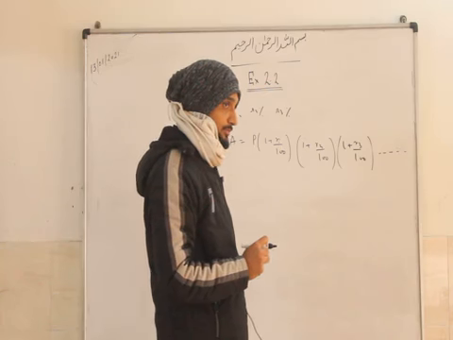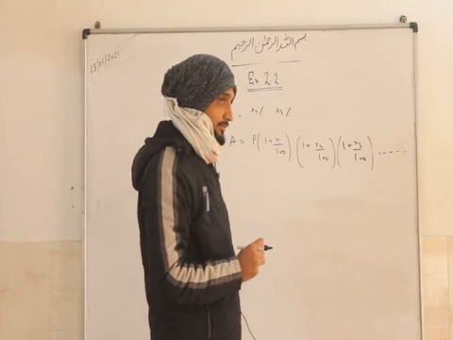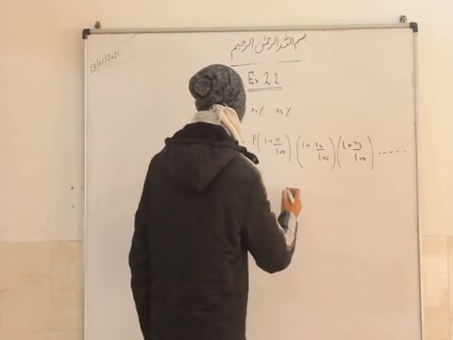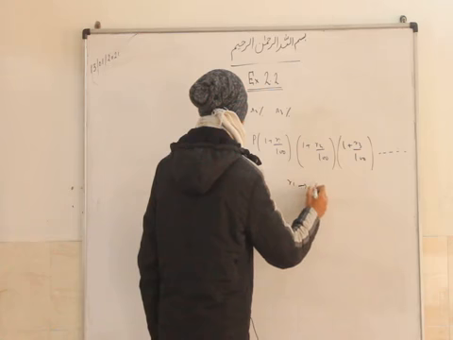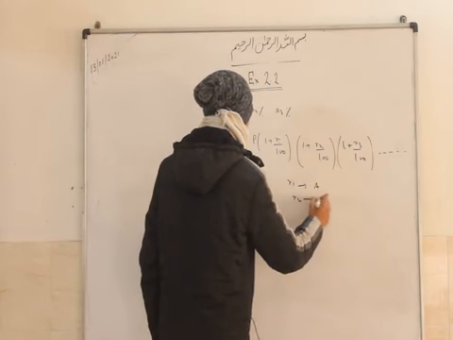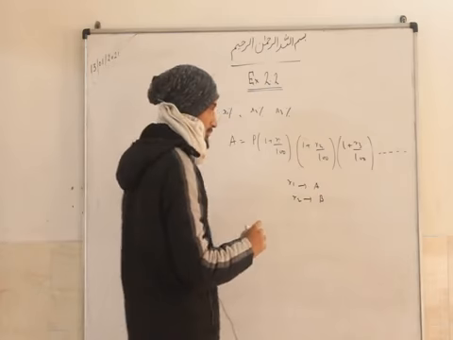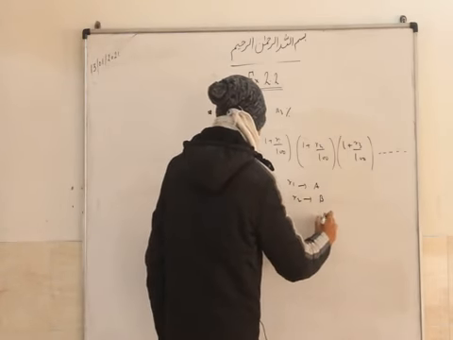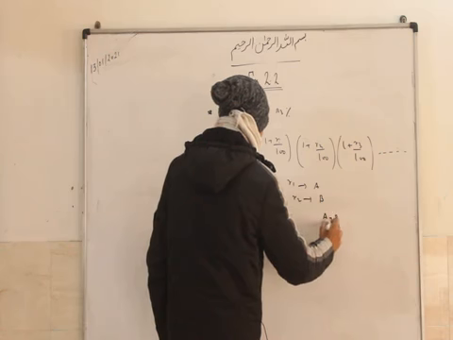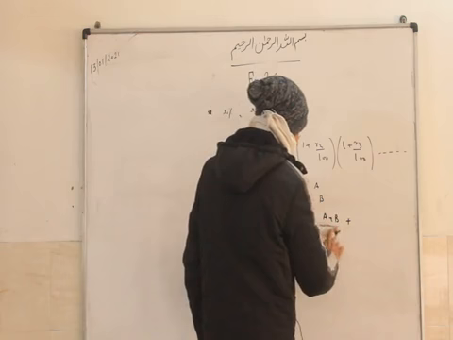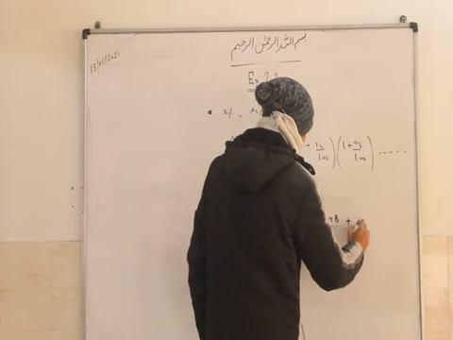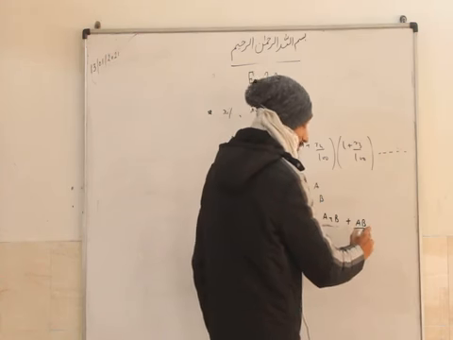There was one more formula: if we take R1 as A and R2 as B, then it is A plus B plus AB upon 100. A plus B plus AB upon 100.